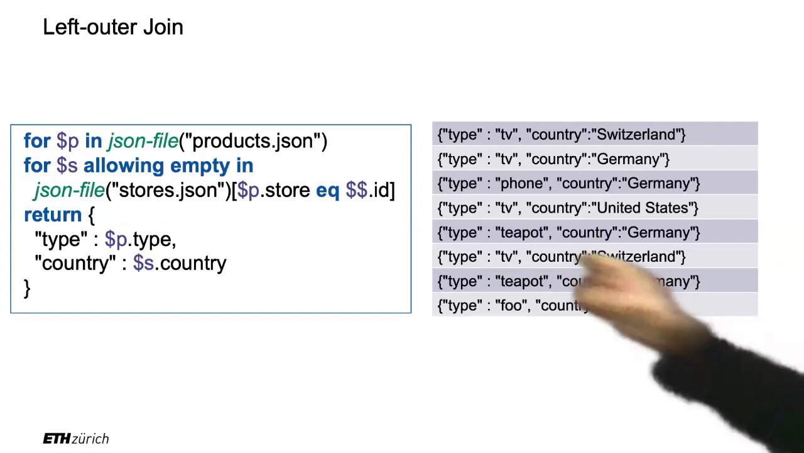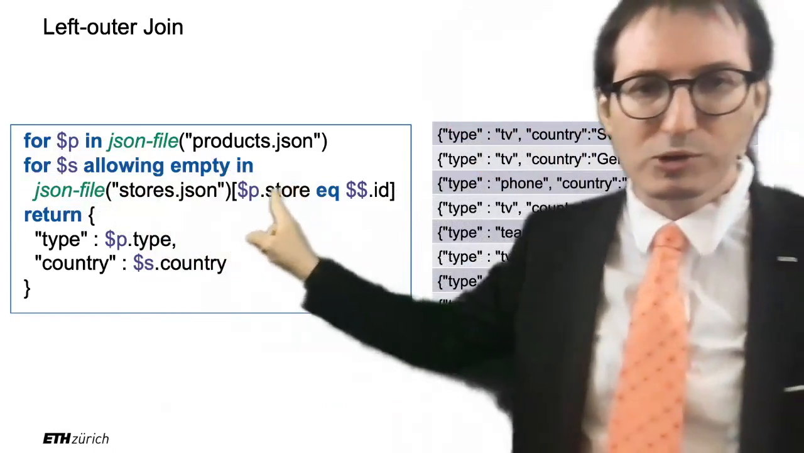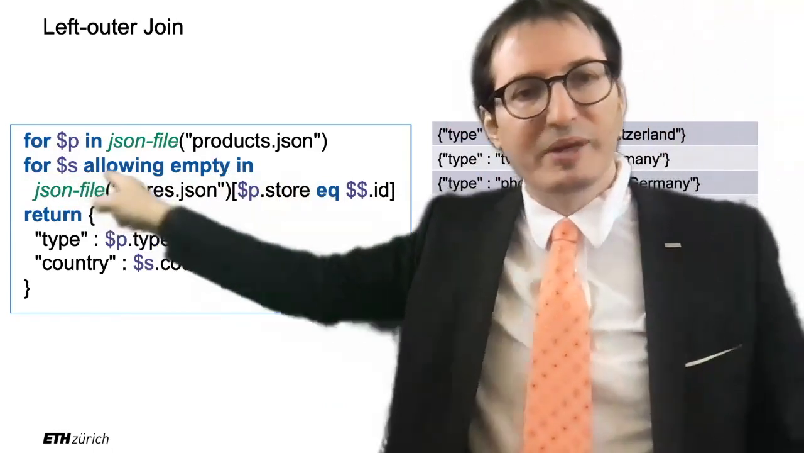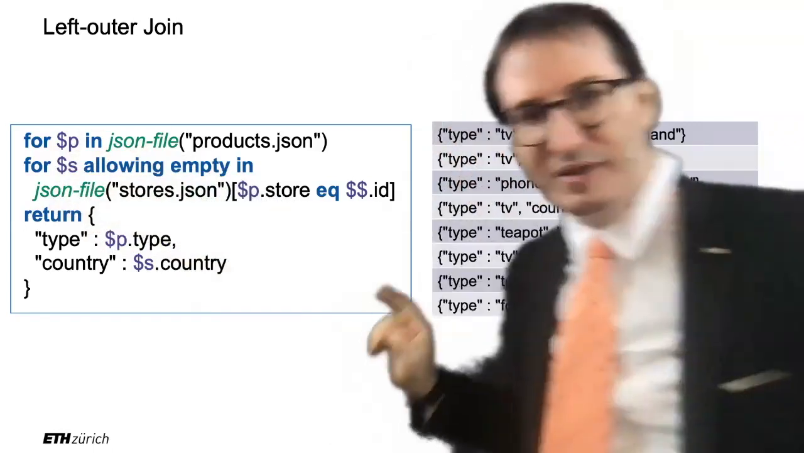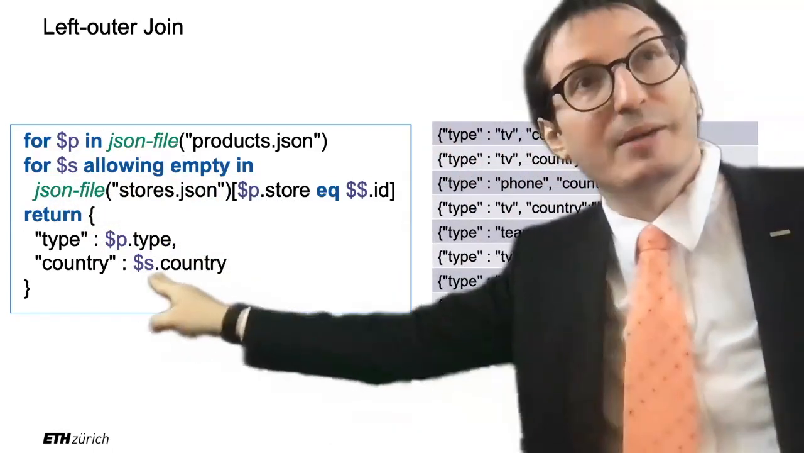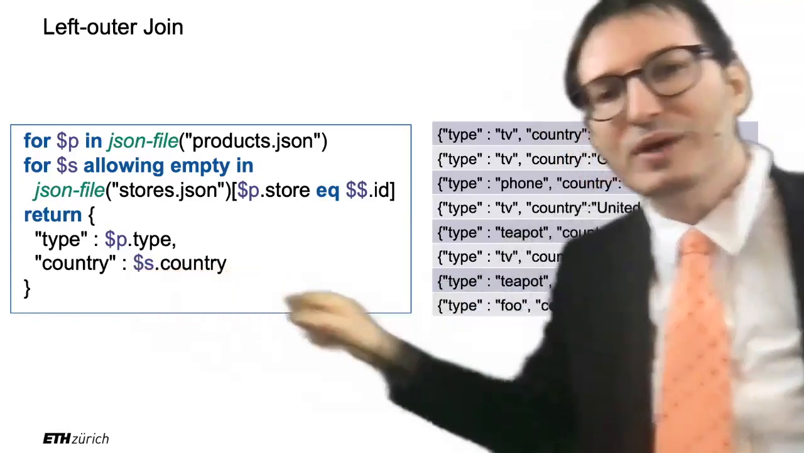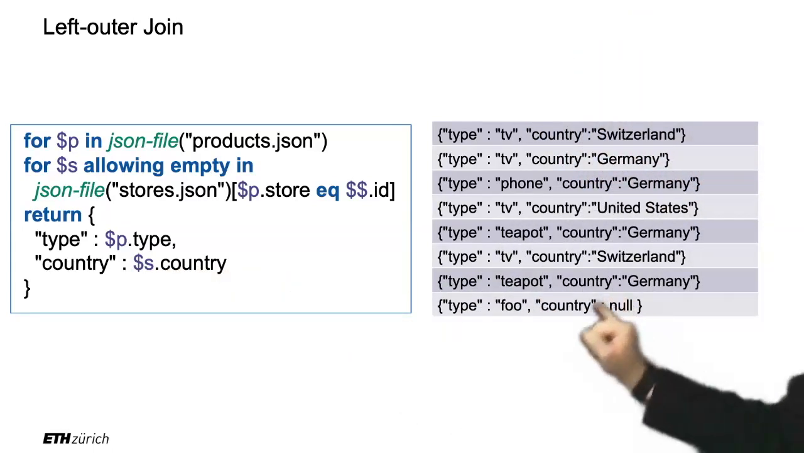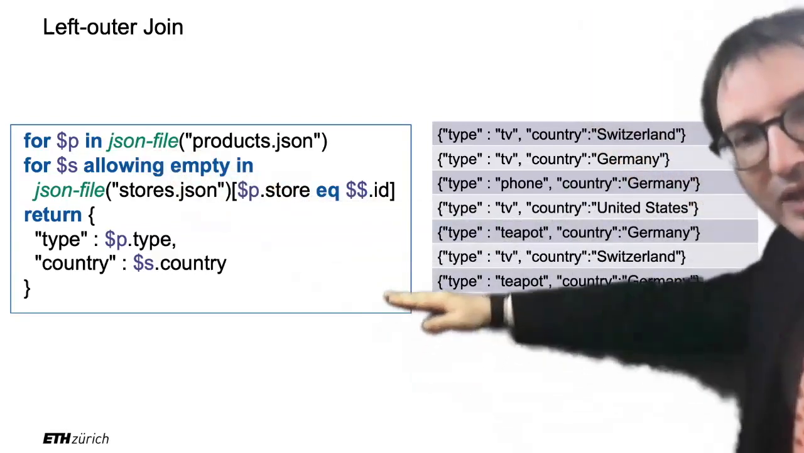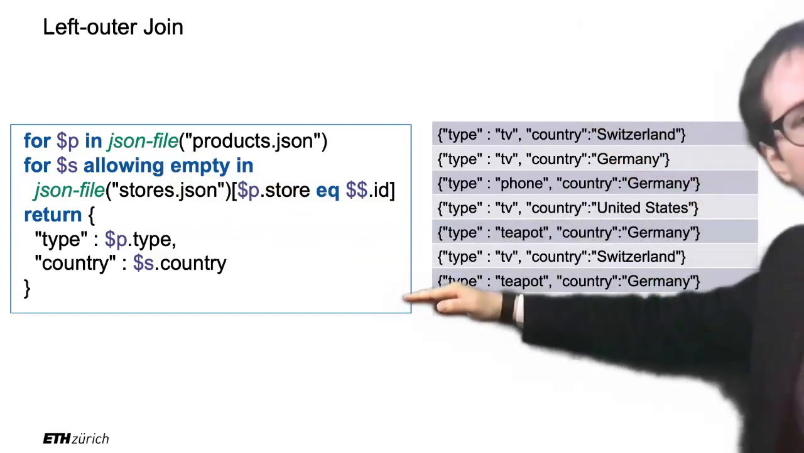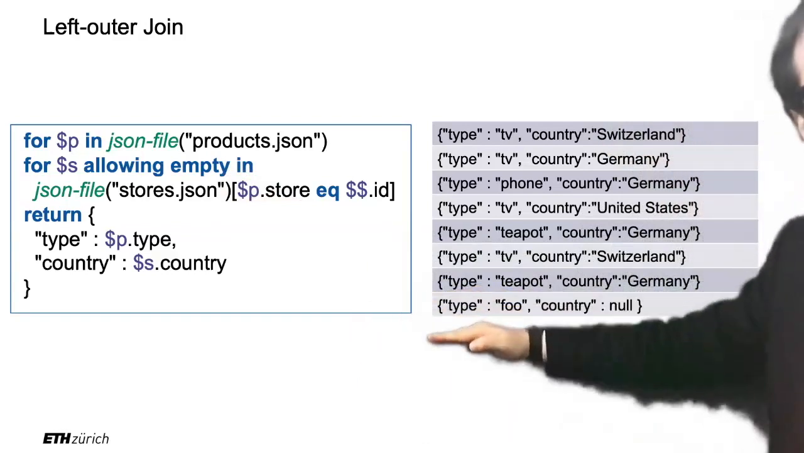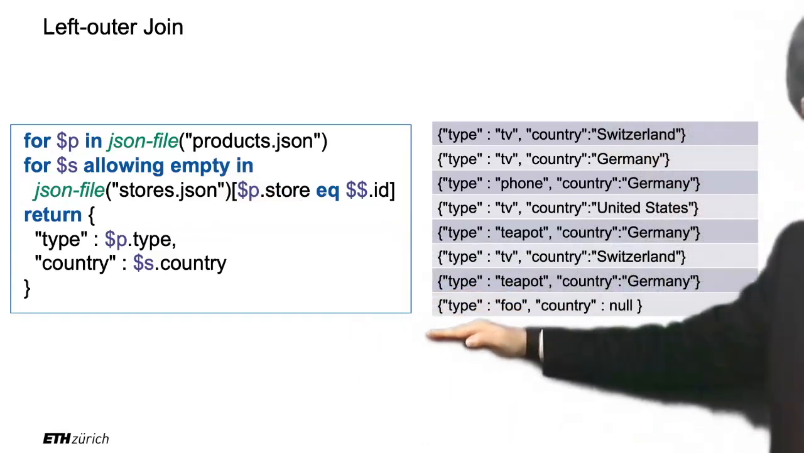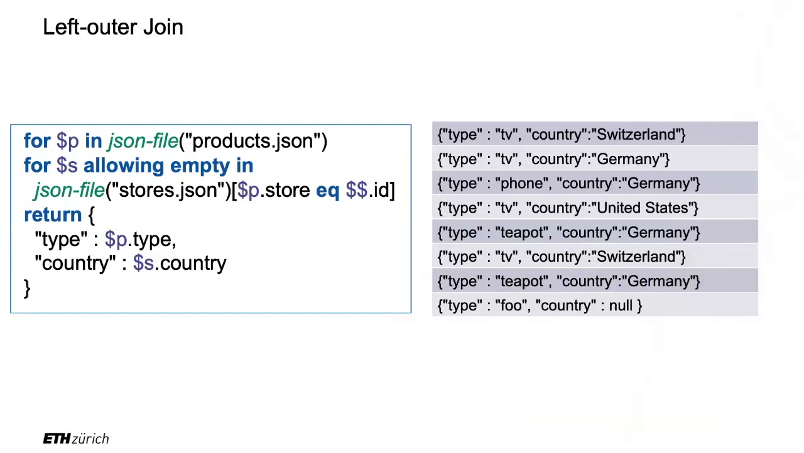So what's going on is that if you have, for a specific value of P, no store in there, that's the empty sequence. And because of the allowing empty, the $S is going to be bound once to the empty sequence. What happens is that then this is the empty sequence, and the empty sequence is automatically converted to a null when you execute it. If you didn't have the allowing empty, that would just disappear, right? Because then that would be empty and there would be no binding at all. So without allowing empty, with allowing empty. Who is with me? Okay, that's called the left outer join.